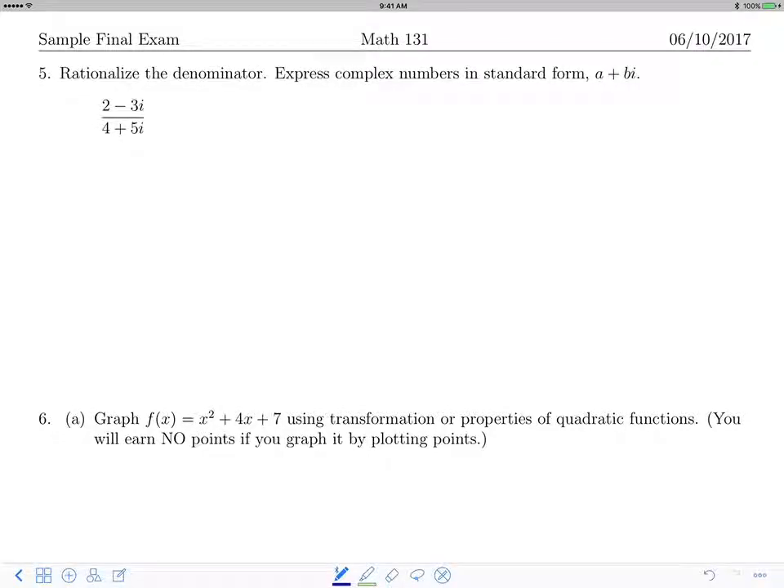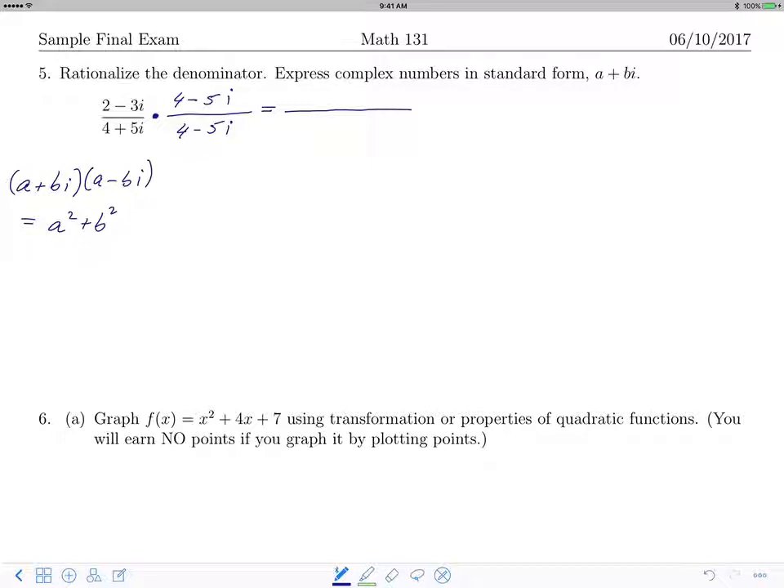In number 5, we want to rationalize the denominator. So in order to do that, we're going to multiply the numerator and denominator by the conjugate of the denominator, 4 minus 5i. Now, for the denominator, it comes from a special product. Remember, a plus bi times a minus bi multiplies into a squared plus b squared.